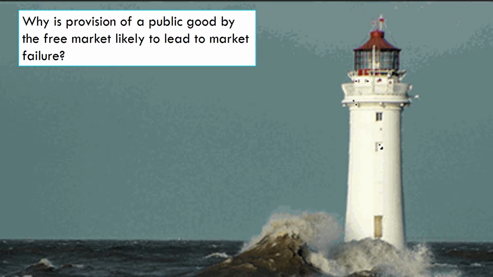Let's use an example of a lighthouse. We've got a lighthouse on the left-hand side. It sends out its light. Now, under a free market situation, we might have boats. Here's the first boat, and here's the second boat. Under a free market, these two boats are the buyers, and they would be paying a certain amount to the lighthouse, and the lighthouse in return would be the seller and provide that service.